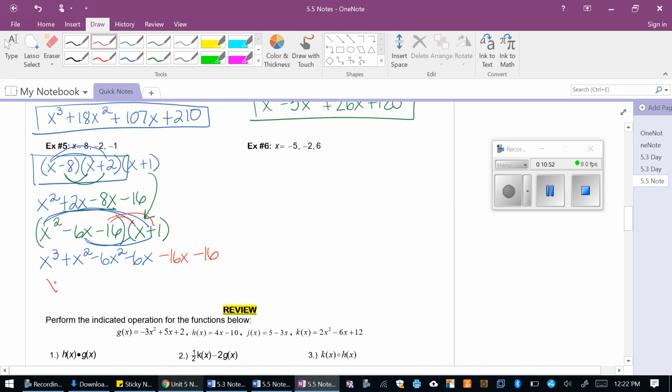We're going to combine like terms. So x squared minus 6x squared is negative 5x squared. Negative 6x minus 16x is negative 22x, minus 16.